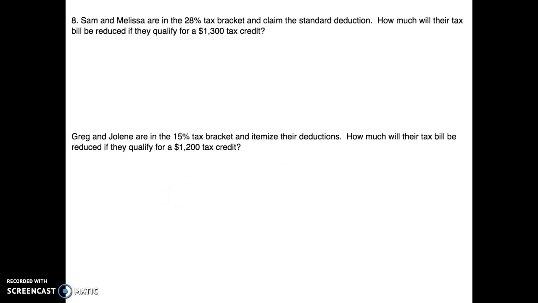Okay, on number 8, we need to calculate how much will their tax be reduced if they qualify for the tax credit. So on this one, for number 8, you're going to get the tax credit whether you do the standard deduction or itemize your deductions. So it doesn't matter either way, and it doesn't matter the tax bracket that you're in. So this first one, the answer would be 1,300. The next one would be 1,200.